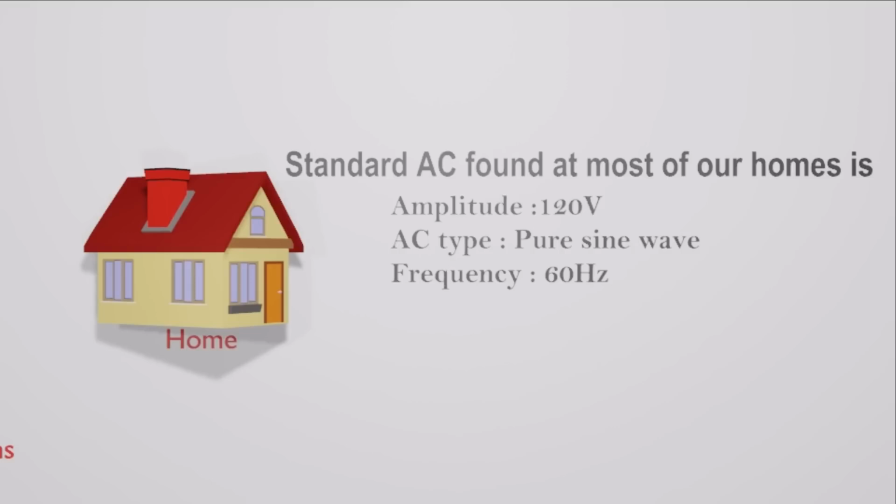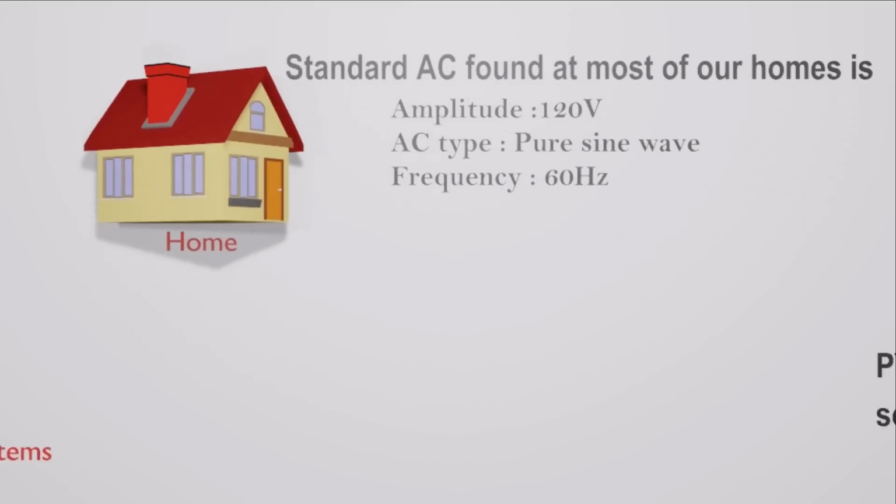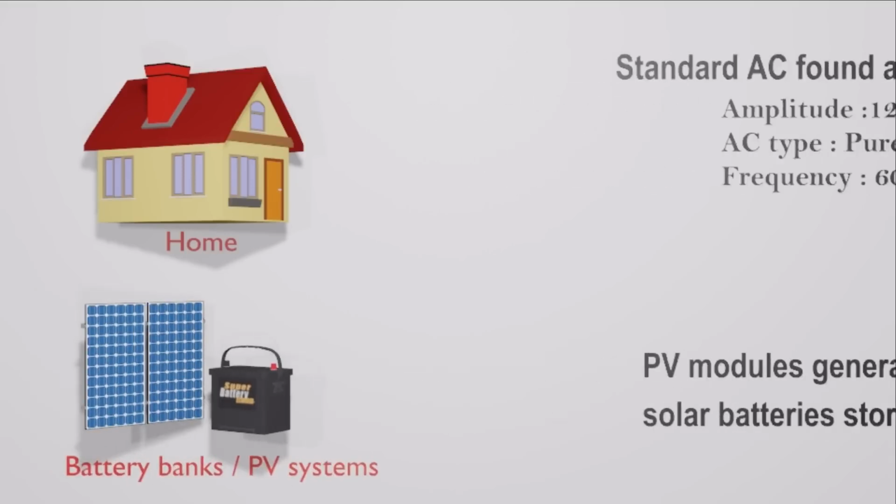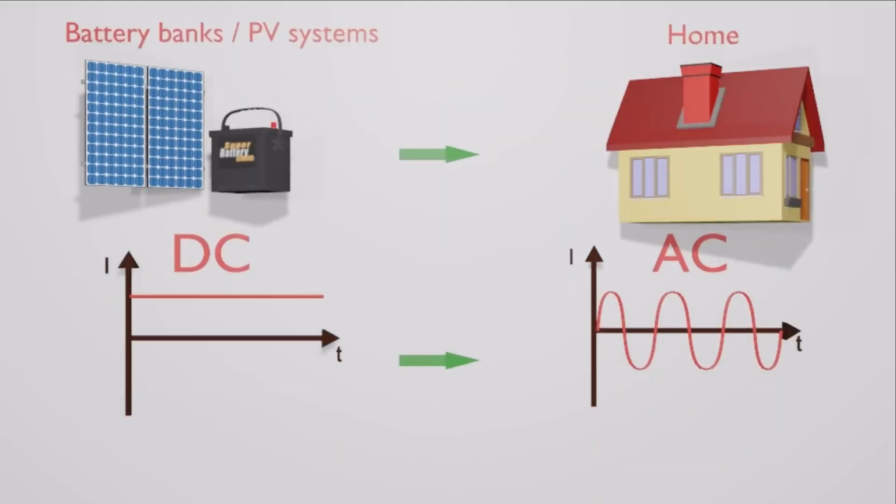Standard AC found at most of our homes is a 120 volts amplitude pure sine wave with a 60 Hz frequency. However, many appliances in electronics use direct current, DC, which provides consistent power to the device. We explain how to convert AC into DC in our previous videos. On the other hand, most renewable power generation systems such as solar PV systems and wind generators involve DC. So it is important to convert this generated DC into AC for distribution purposes. In today's video we are going to talk about how to convert DC to AC, or inverting the DC.